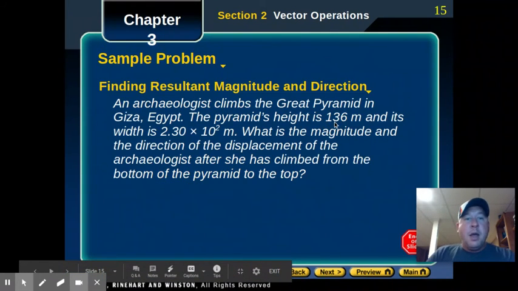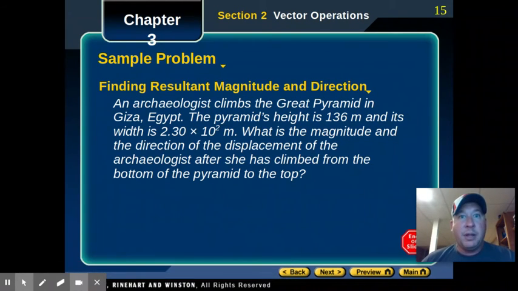There we go. So we have an archaeologist who climbs the Great Pyramid in Giza. Remember how the shape of a pyramid is. It's a triangle, a three-dimensional triangle. The pyramid's height is 136 meters, and its width is 2.30 times 10 to the second meters, or as we call it, 230 meters. What is the magnitude and the direction of the displacement of the archaeologist?